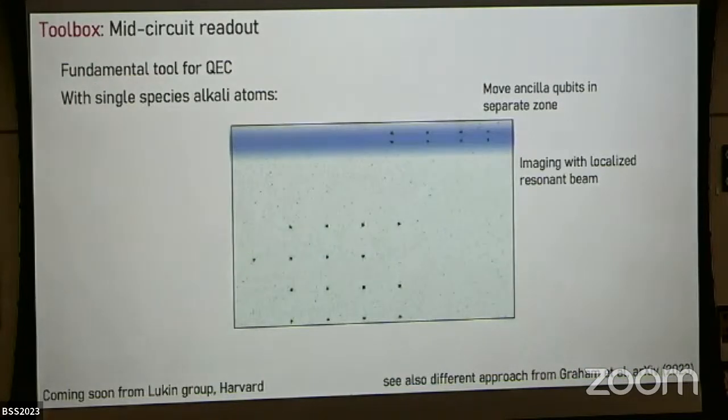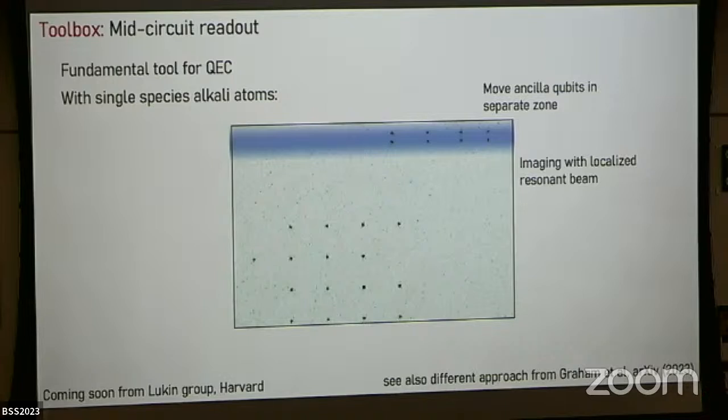Yeah. You do. Yeah, and I'm going to show you a first attempt to do that in a recent experiment. For now, this type of imaging is still destructive, not just in the sense that you perturb the quantum state, but also that you really lose the atoms or you heat them up.